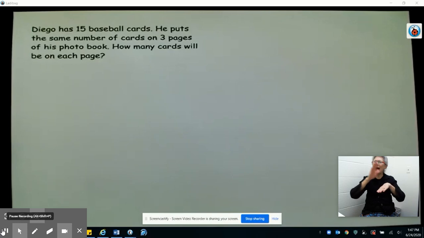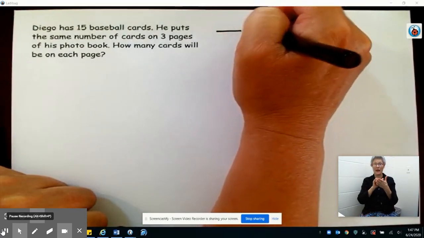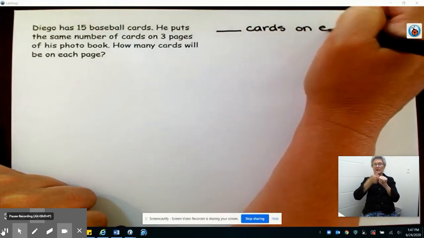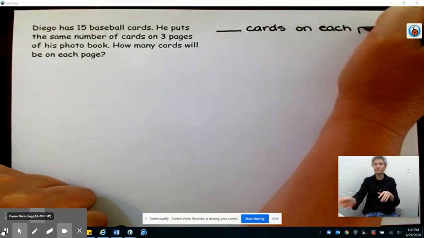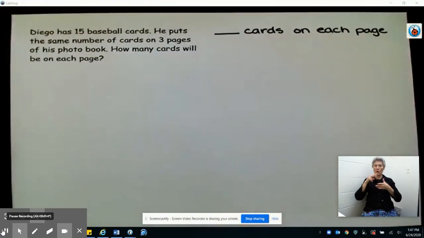So the first thing I want to figure out is, what do I need to figure out? Well, I need to figure out how many cards will be on each page. So I don't forget that, I'm going to put blank cards on each page. Okay. Now I'm going to go back and reread the problem to identify what I already know.